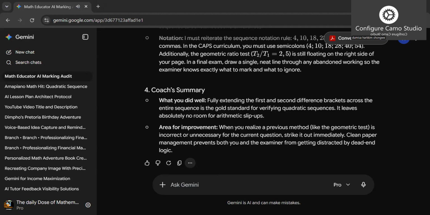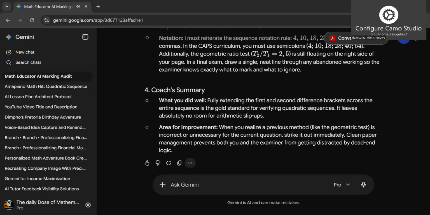3. CAPS and formal notation compliance. Terminology: you successfully demonstrated the defining property of a quadratic sequence, a constant second difference. Notation: I must reiterate the sequence notation rule. 4, 10, 18, 28, 40, 54 uses commas. In the CAPS curriculum, you must use semicolons: 4; 10; 18; 28; 40; 54.